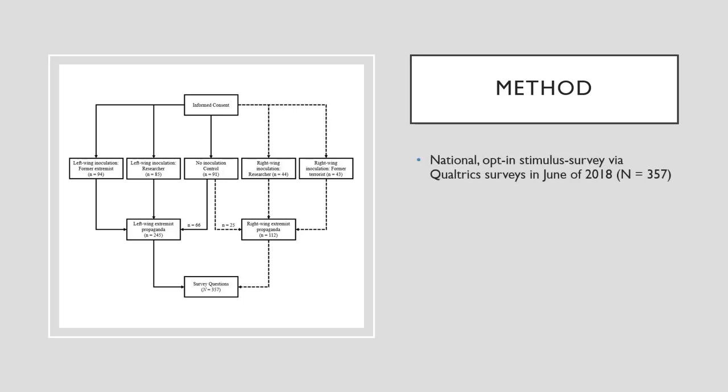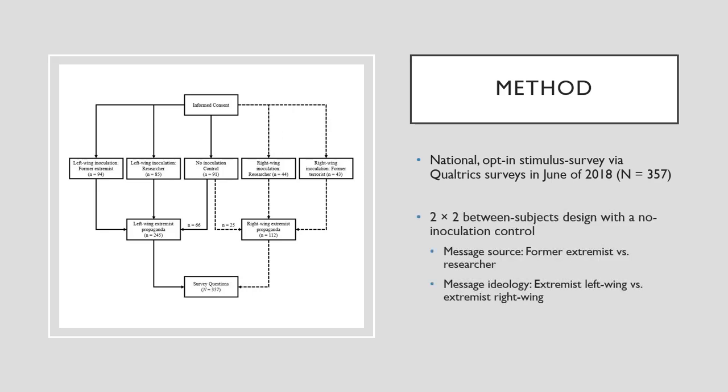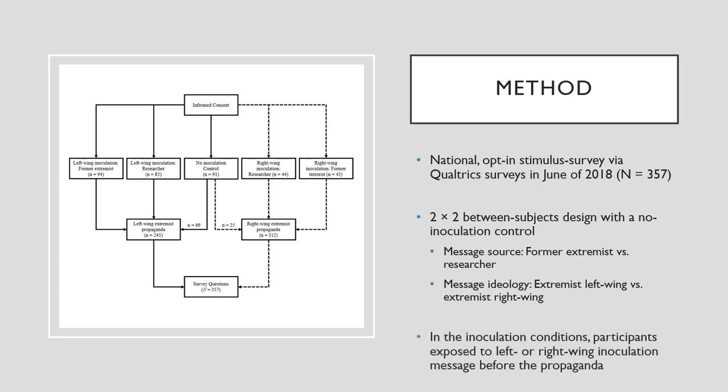So this was done with 357 participants via a national opt-in stimulus survey via Qualtrics. And as you can see, there's a 2x2 between-subjects design with a no inoculation control baseline to control against. As I said, the 2x2 are message source and message ideology. So we essentially have 4 comparisons here and the control message. In the inoculation conditions, participants were exposed to left or right wing inoculation messages before they encountered the propaganda. In the no inoculation control, they were just directed to the propaganda itself.